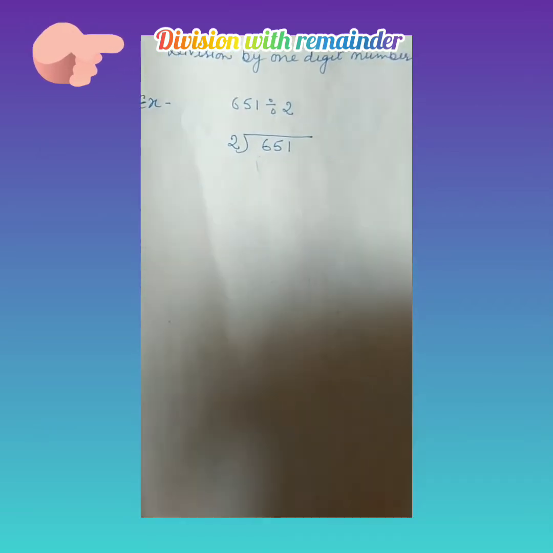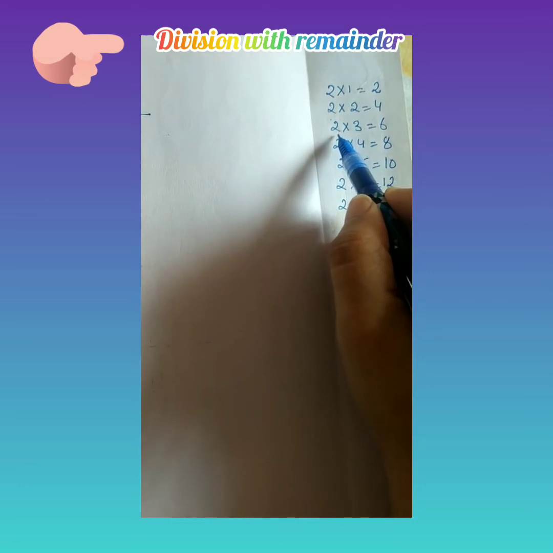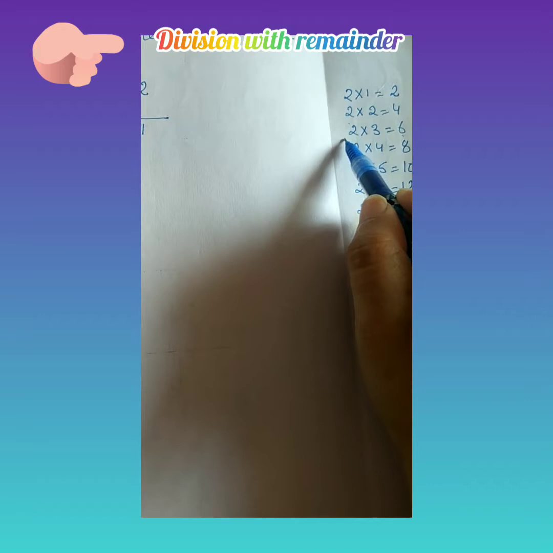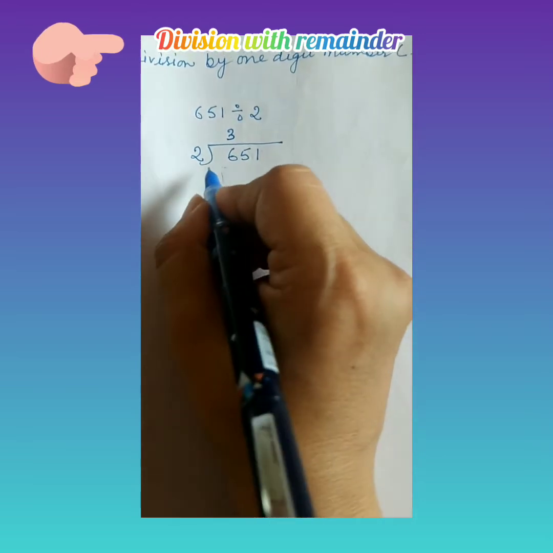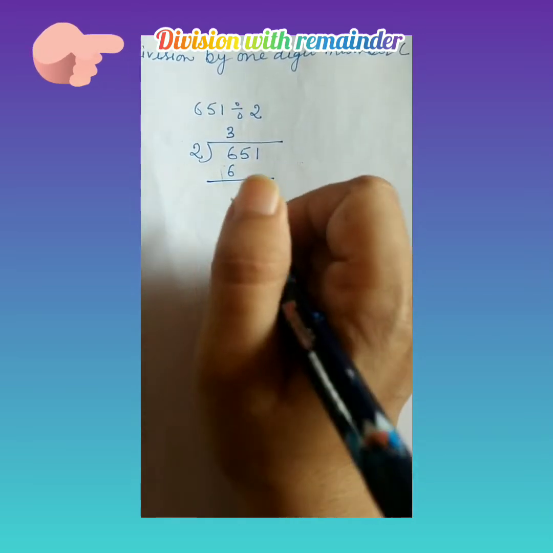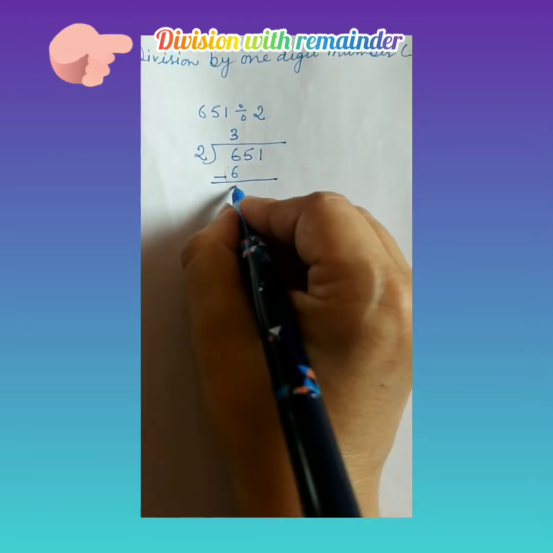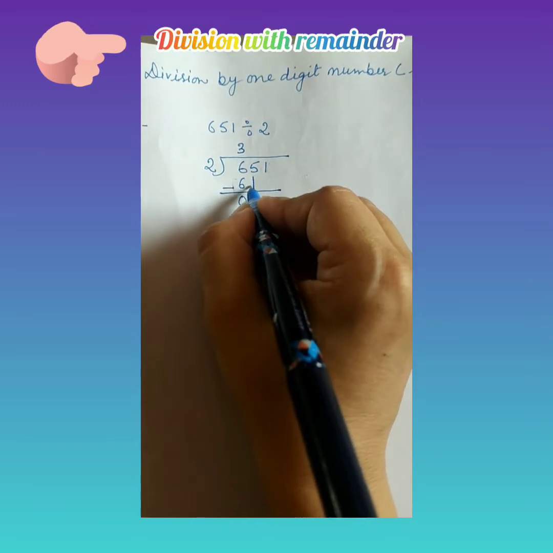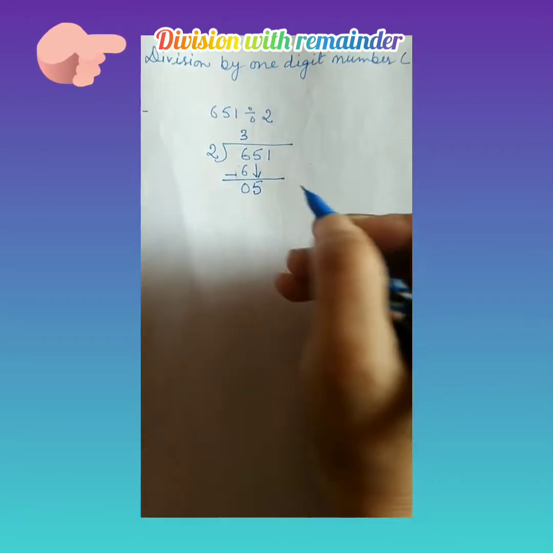So let's see, where is 6? In table of 2, if we do 3 times 2 is equal to 6. So here we got, we can write 3 times 2 is equal to 6. Now subtract it. 6 minus 6 is equal to 0, right? Now write this 5. The next digit is 5. We will write this 5 here.